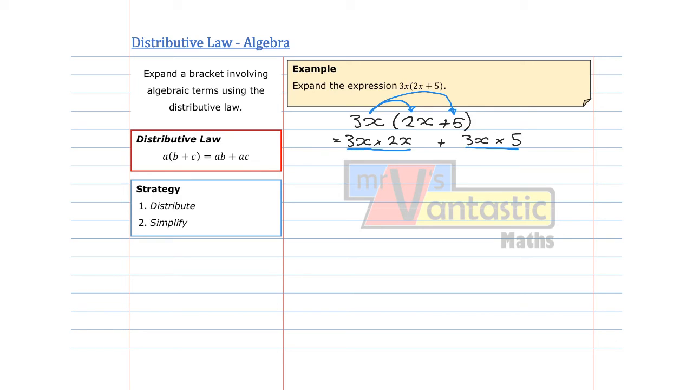So we're going to start by simplifying the 3x by 2x. 3 times 2 is 6, and x times x is x squared, plus 3x times 5. 3 times 5 is 15, and x times nothing is just x. And we can't simplify this expression anymore because x squared and x are not like terms. So our answer is 6x squared plus 15x.